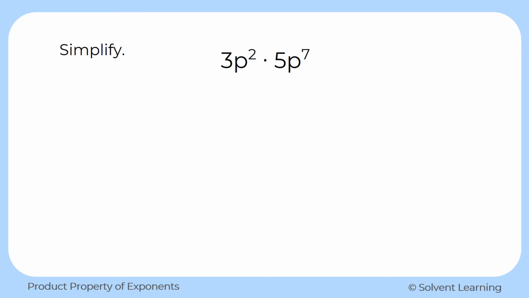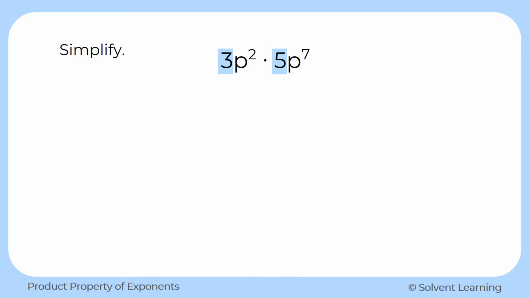Now for this example, we're going to see that our variables have coefficients with them. So notice we have 3 times p squared being multiplied by 5 times p to the 7th power. So those numbers that we see to the left of our variable p, we call those coefficients. And it just means that those numbers are being multiplied by that variable. So the 3 and the 5 are coefficients.